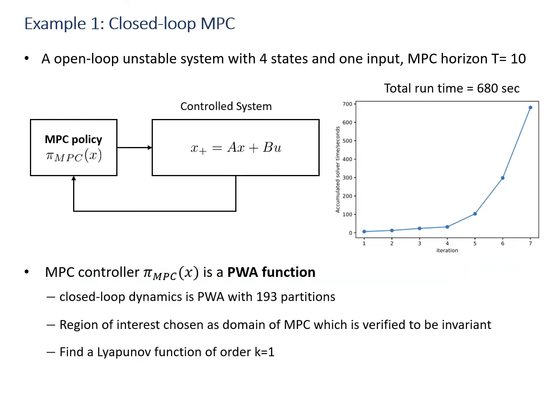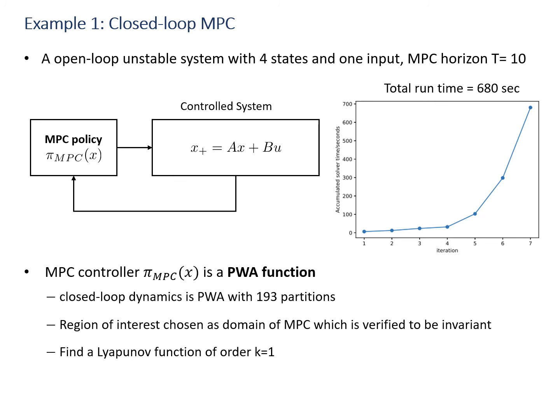Finally, we show the efficiency of our method through some examples. In the first example, we consider an LTI open-loop unstable system with 4 states and 1 input. We consider that the system is controlled by a finite horizon MPC controller with quadratic functions and polyhedral state and input constraints. In this setting, it is well known that the MPC controller is a piecewise affine function over the polyhedral state space. For the specific example we studied, the MPC controller has 193 partitions in the state space.